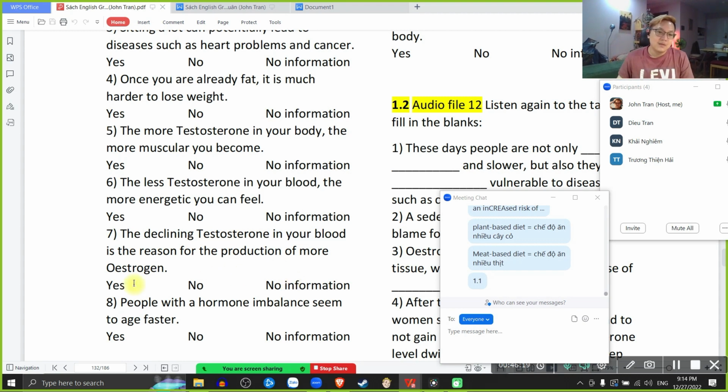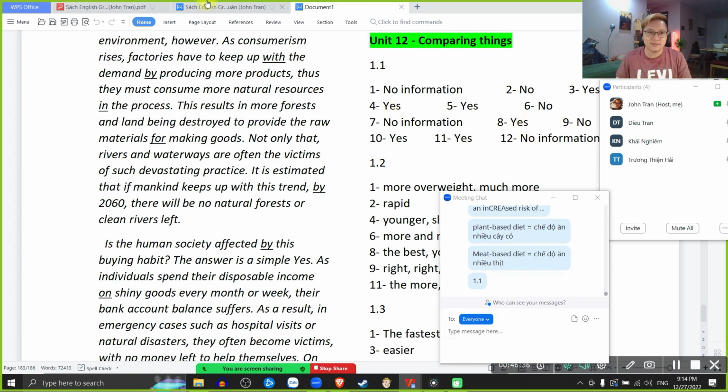Number 8. People with a hormone imbalance seems to age faster. Những người mà có một cái sự không cân bằng về hormone dường như họ lão hóa nhanh hơn. Yes. It's a yes. Very good.